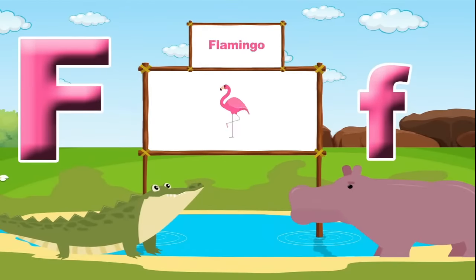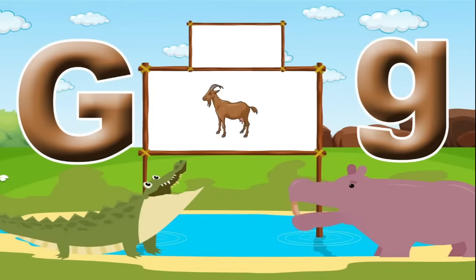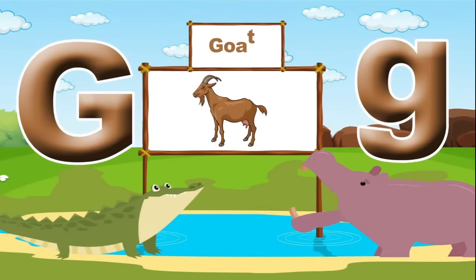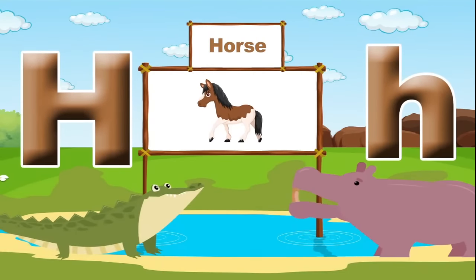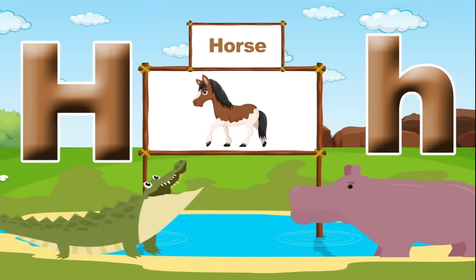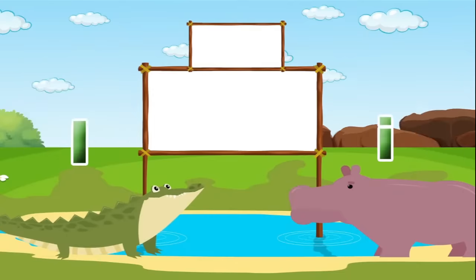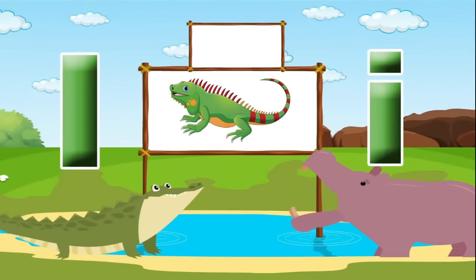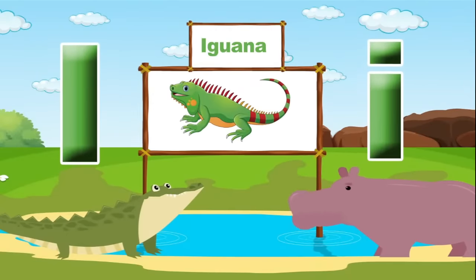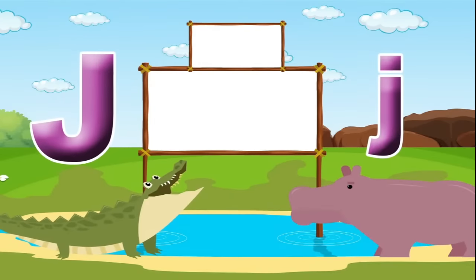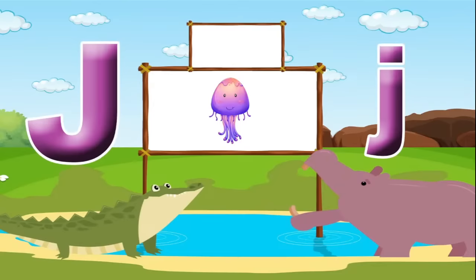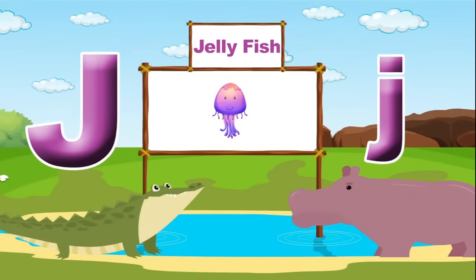F, flamingo. G is for goat, g, g, goat. G, goat. H is for horse, h, h, horse. I is for iguana, i, i, iguana.